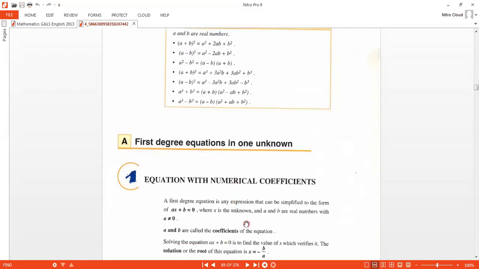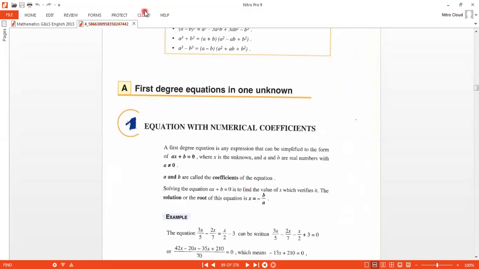How can I solve a first degree equation? First of all, the first degree equation is known as ax plus b equals 0. The solution of ax plus b equals 0 is x equals minus b over a. Let us take an example.